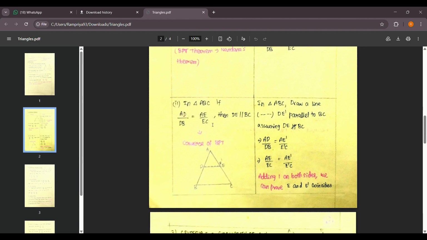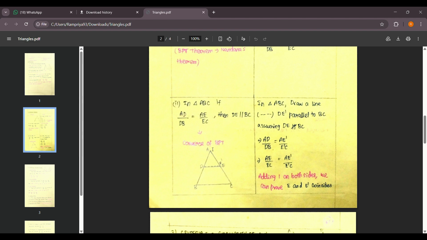So next is the converse of BPT. In triangle ABC, if AD divided by DB equals AE divided by EC, then you are supposed to prove that DE should be parallel to BC. So this is the converse of it. Now I have drawn a line like this. You can see from this diagram DE dash parallel to BC, and I have assumed that DE is not parallel to BC, because you are asked to prove this, so you can assume the contrary to be true. That is, DE is not parallel to BC and DE dash is parallel to BC.